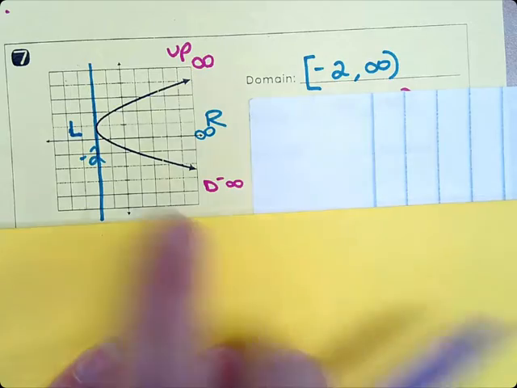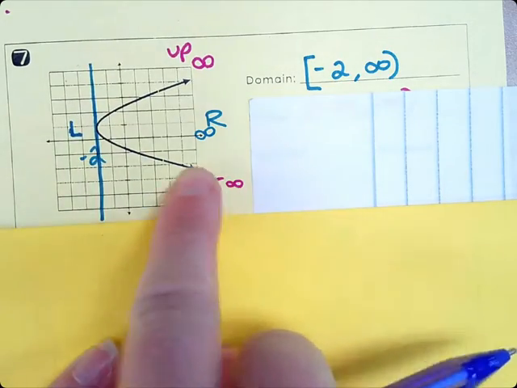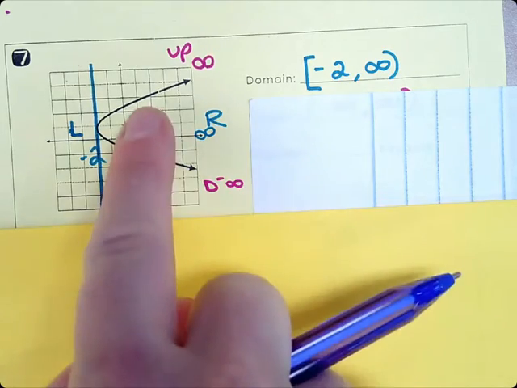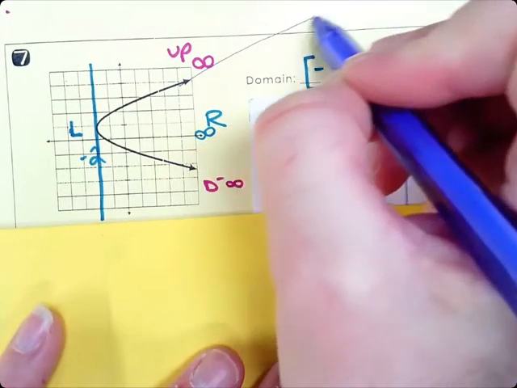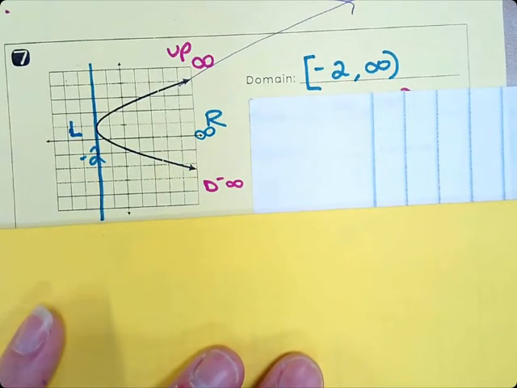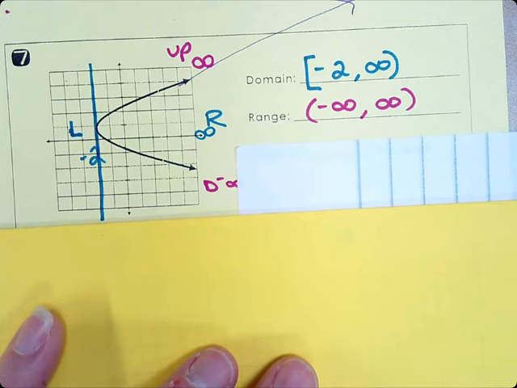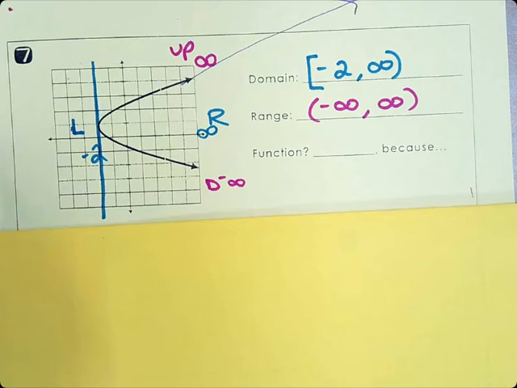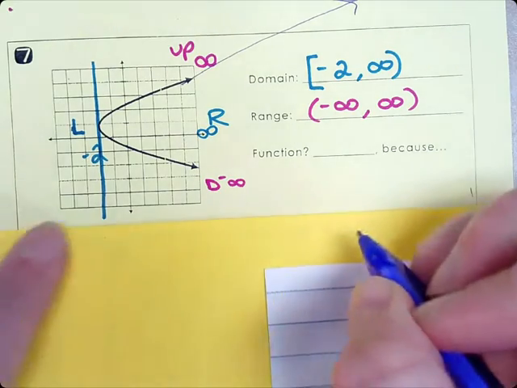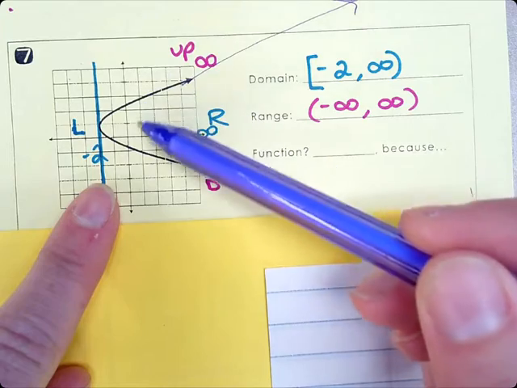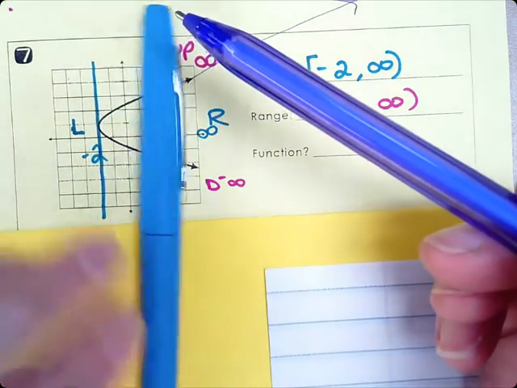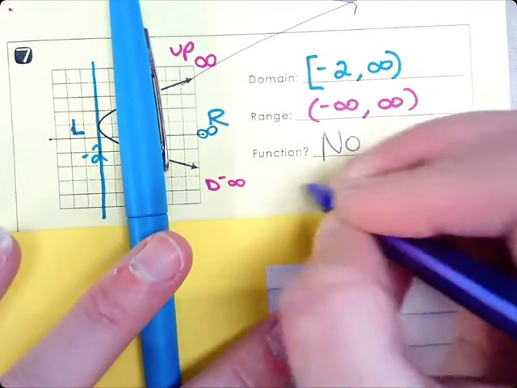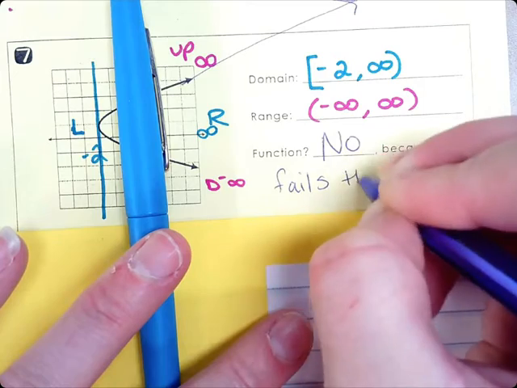And then to go down, it's going to continue to go down to negative infinity. It's going to continue to increase because it's going up, so that's infinity as well. So it's negative infinity to positive infinity. And then to be a function, it has to pass the vertical line test. If I do a vertical line right here, do the pencil test, it's going to pass through here and here at the same time. So that is no. It fails the vertical line test.